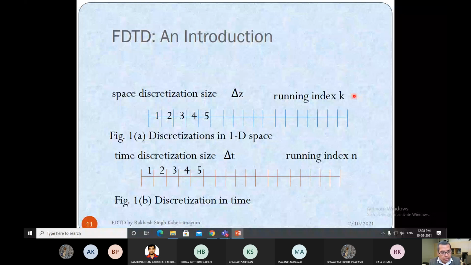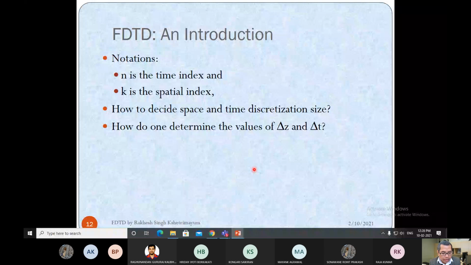So how do we actually decide the size of delta z and delta t? They are not independent. Once you decide delta z, delta t can be found by one criterion which we call the Courant stability criteria. If you follow that Courant stability criteria, your FDTD program will not diverge. It will be stable. It will not be unstable. So we'll discuss that most probably today.